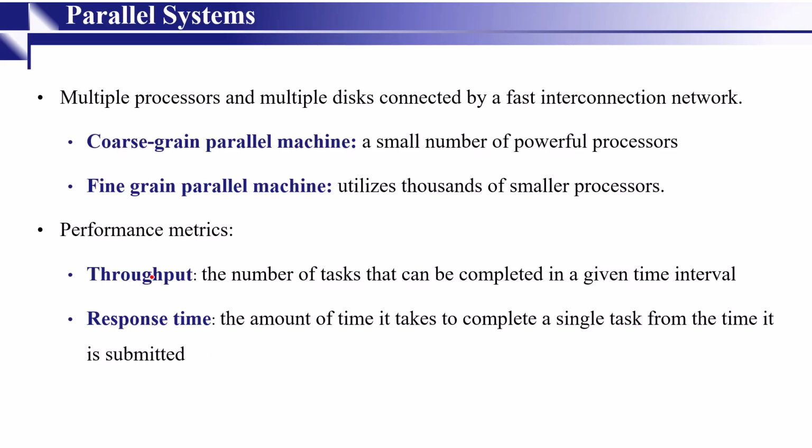Parallel systems are another architecture for databases. Parallel systems leverage multiple processors and disks connected by fast networks in order to boost performance. So in here we have a coarse-grained parallel machine. Coarse-grained systems use few powerful processors, but fine-grained parallel machines deploy thousands of smaller ones. Think of a supercomputer compared to a cluster computer.